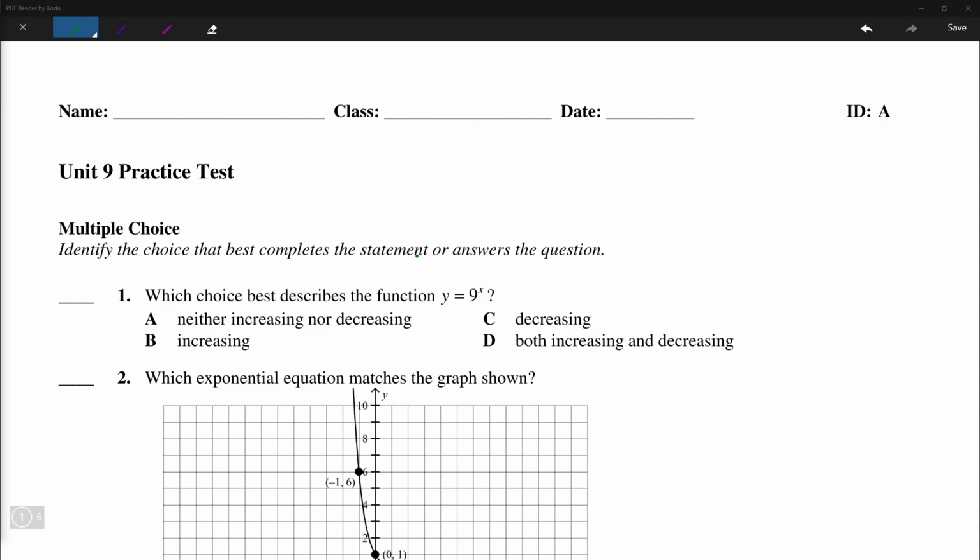Which choice best describes the function y equals 9 to the x power? So we can see here the base is 9, and it is greater than 1. So that will give us an increasing function. So the choice is then simply B. Okay, number 2.